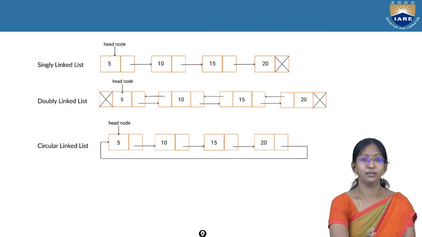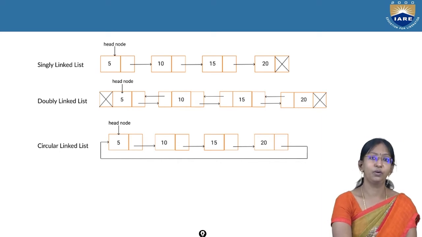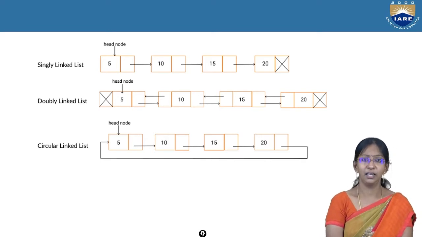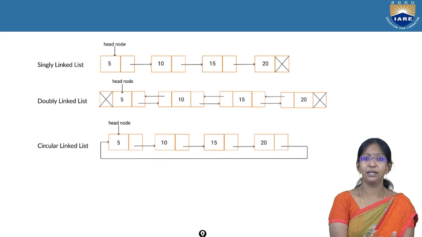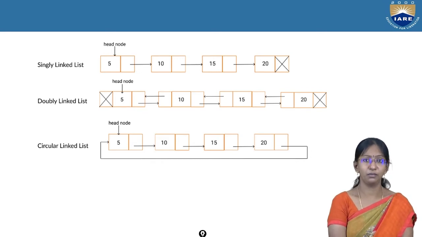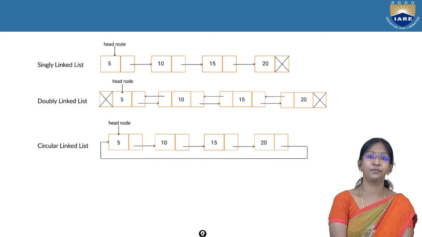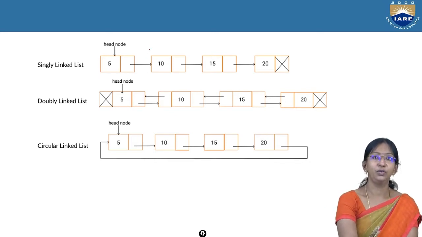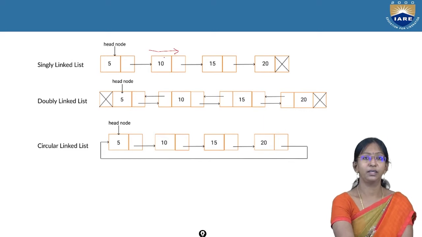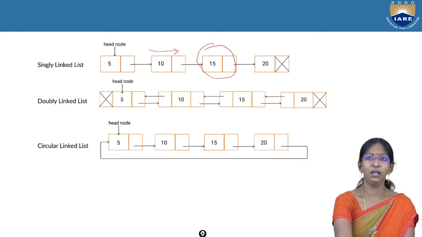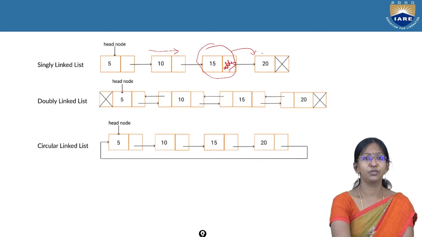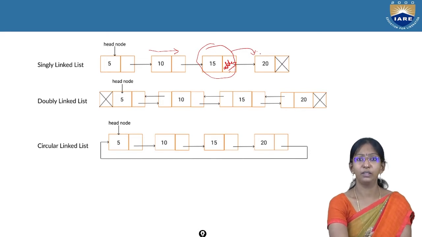Their structures are like this. In a single linked list, every node has two parts: the data part and the address part. The data part holds the data of that node, and the next part holds the address of the next node. You can travel only in the forward direction. We cannot revert back. If you are at node 15, you can only move to node 20, because this node's address part holds only the address of the next node. You cannot go in reverse order.